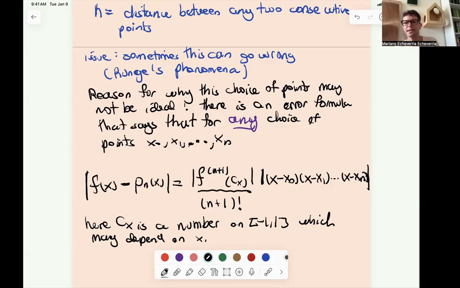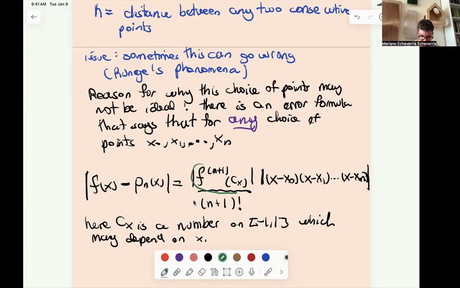What I'm trying to say is that this gives you a formula for any choice of points for the x values, of how much the corresponding polynomial will differ from the function. Now, you have little control over this term, because it involves the n plus one derivative of the function. The only thing you have under your control is how you choose these values for x, the x0, x1, up to xn. So this is outside your control.